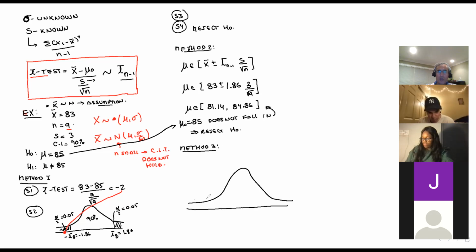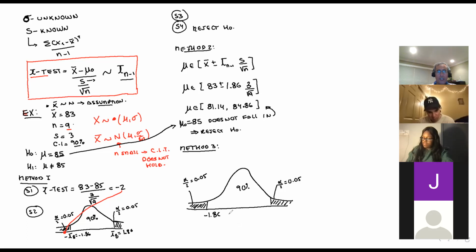Okay, so I do the same. This part here represents alpha over two, that is equal to 0.05, because I need this to be 90%. This is alpha over two, that is 0.05. How do I compute the p-value? I need to identify where the two falls. Okay, sorry. This one is minus 1.86 and this one here is 1.86.